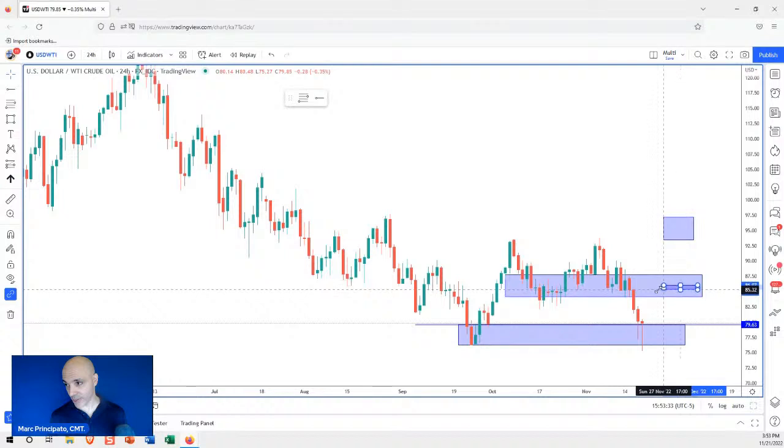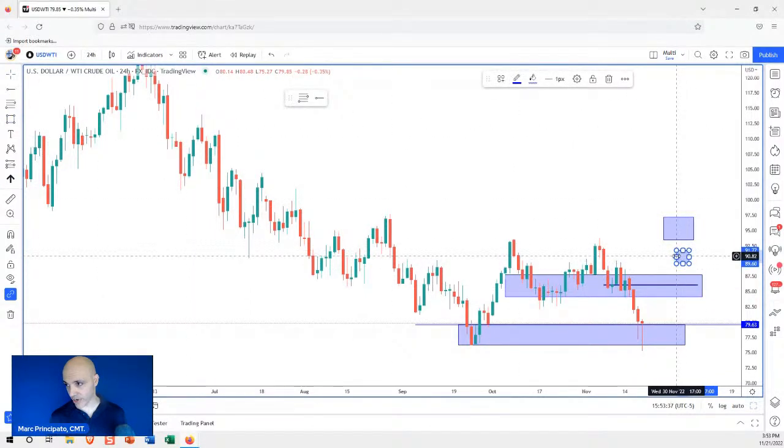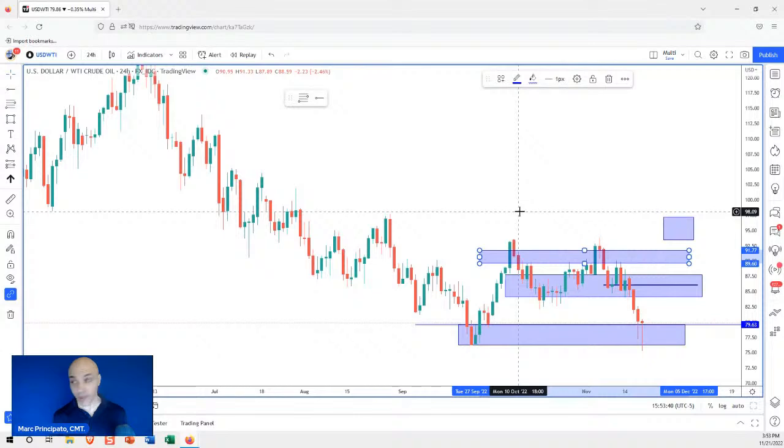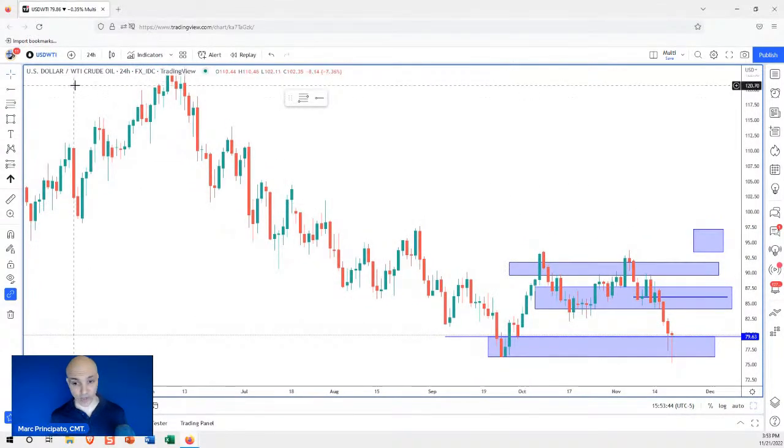Shorting resistance areas, whether it's this one or this one back, maybe you get another test of this area here. Shorting resistance levels is the more conservative thing to do because the general trend on this thing in recent time is bearish, and that would be especially true in light of a strong dollar. Okay, makes sense? Thank you for asking about oil.